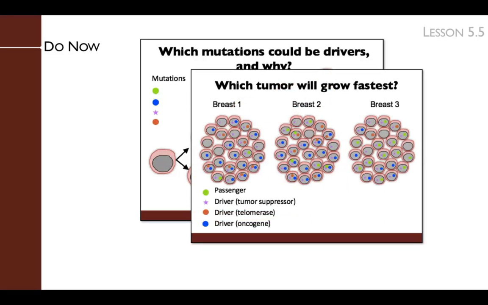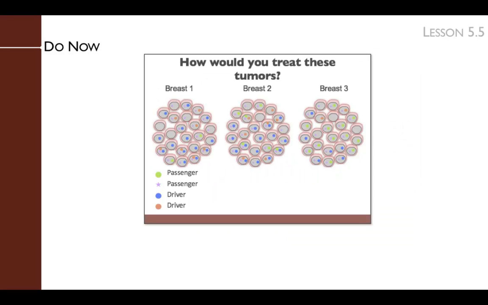Next, have the students figure out which of these tumors will grow the fastest, and discuss what possible treatments could be used against them. For example, students may come up with a treatment plan that involves only targeting cells that have the blue mutation.